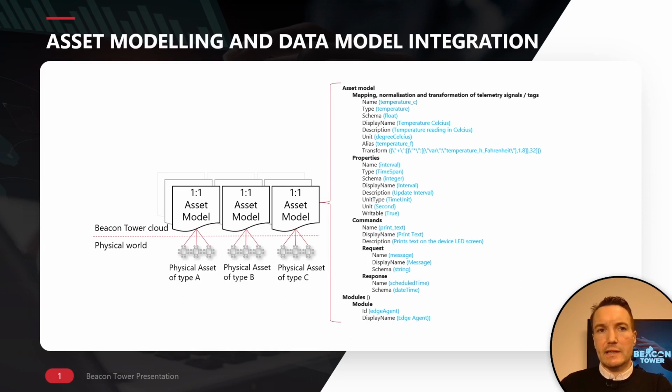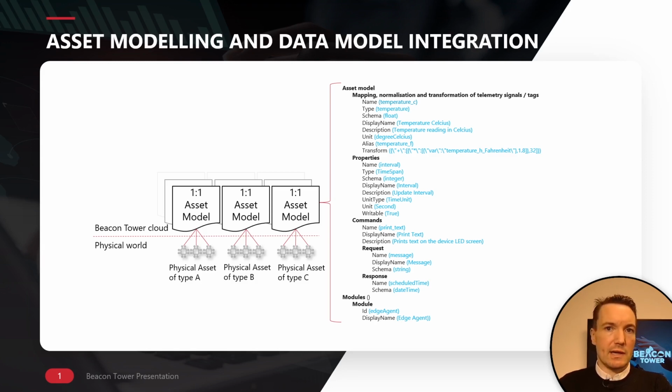So another way of seeing our use of one-to-one asset models is to see it as a sort of digital shadow, which means that in Beacon Tower we define the actual telemetry signals and tag names that are configured on the physical asset to be exposed to Beacon Tower. And we also define which properties and commands are exposed and supported in the asset model used in Beacon Tower. Now we just need to create instances of the asset models to create digital shadows of the physical assets.